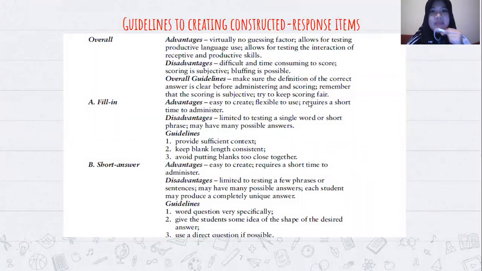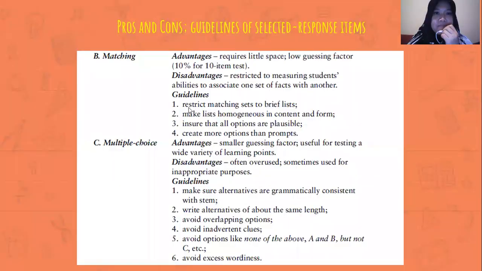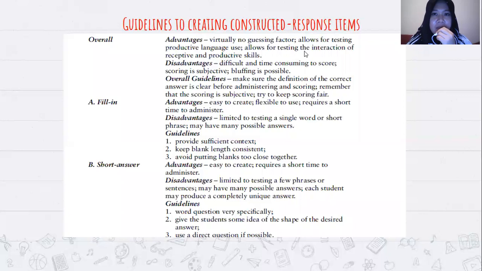And then the second type of test items to get the response from the examinee is the constructed response item. Overall, we can see here that it is usually used for testing productive language use. So it is very appropriate if the examiner wants to assess the productive skills of the examinee, such as writing or speaking. And the disadvantages of this kind of test, it is difficult and time consuming to score.